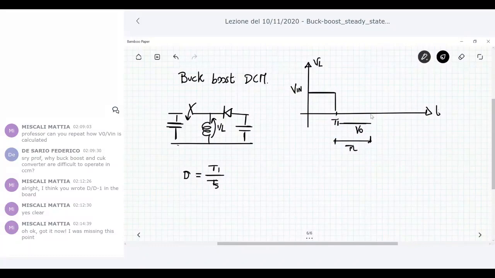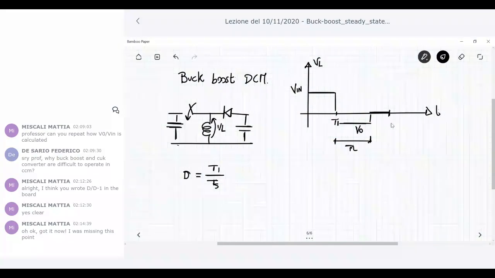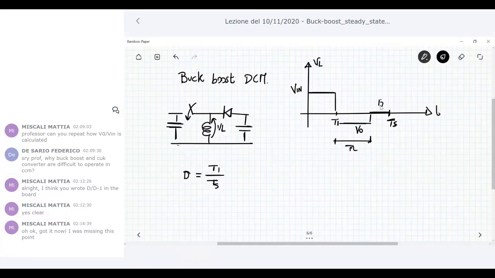And then you have a third time interval, T3, in which both the switch and the diode are off, and so the voltage across the inductor is null. And then the cycle repeats itself. Again, the fact that you can have a zero voltage level here is something that depends on the fact that the switches are both open.